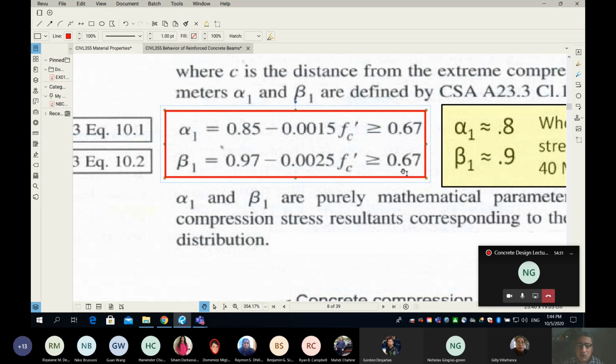Which means it becomes very simple. All I have to do is, if I know the fc dash, I can use those equations and then find alpha 1 and beta 1. Now I'm going to make your life even easier.